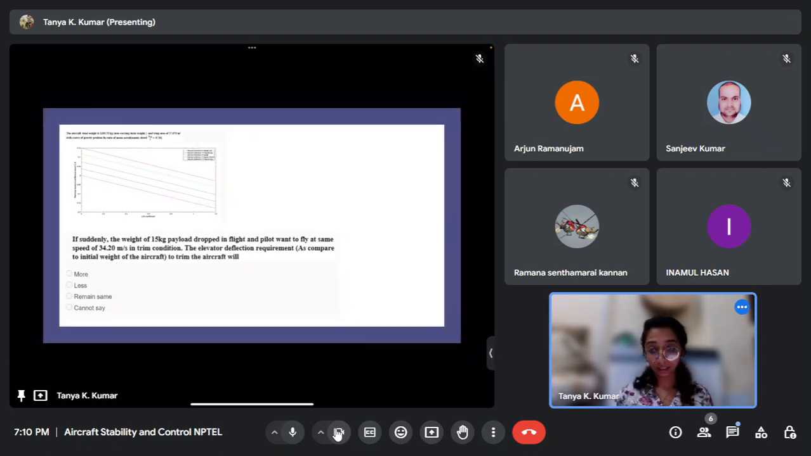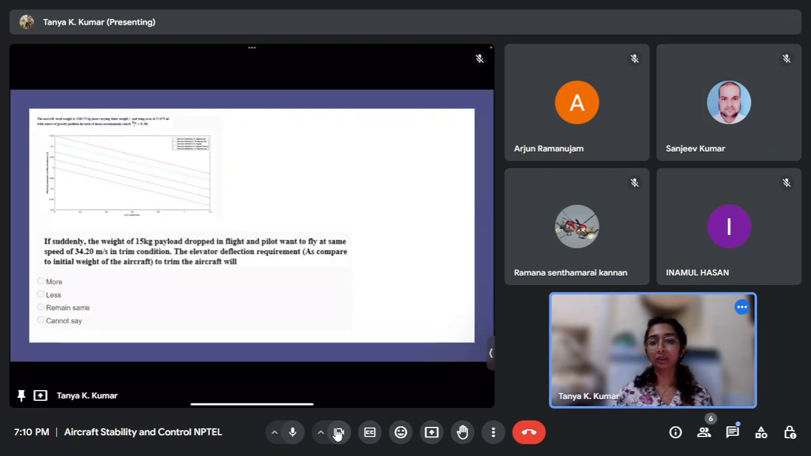So just take this. If suddenly the weight of a 15 kg payload is dropped in flight and the pilot wants to fly at the same speed of 34.2 in trim condition, the elevator deflection requirement as opposed to the previous case will be more, less, remain same, or cannot say. You can just write the formula and see this, right? So CL trim is the same, correct? So CL trim will not be the same.